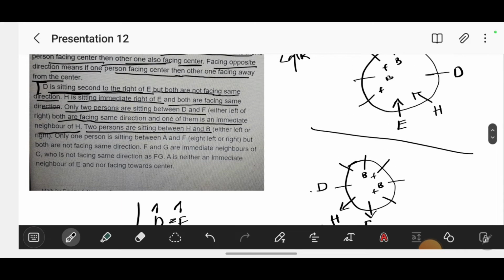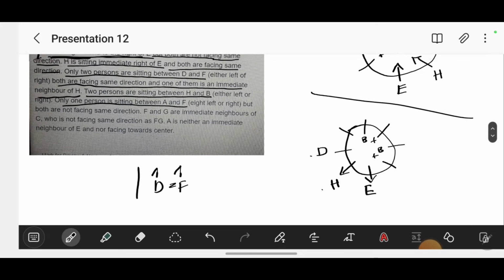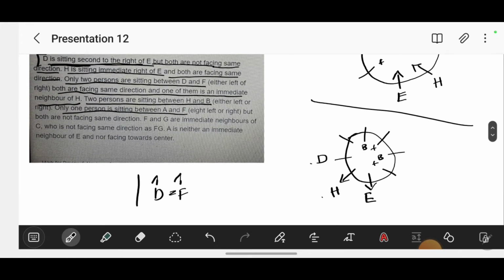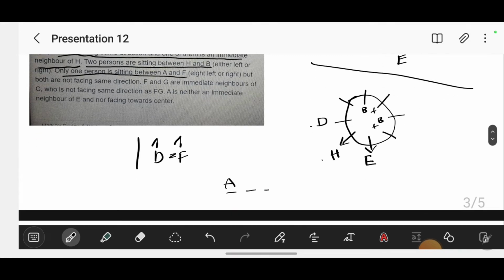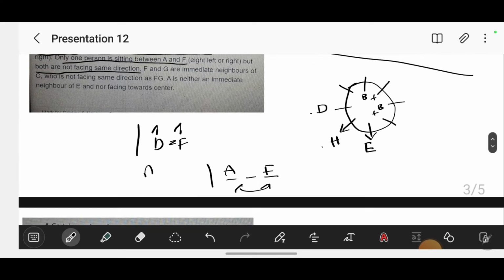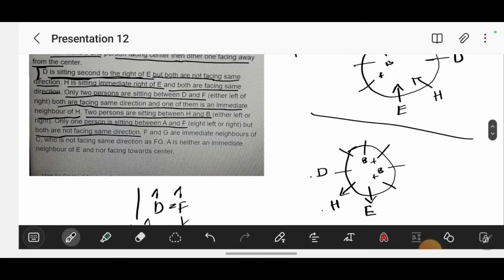Next, only one person is sitting between A and F. He is saying that between A and F there is only one person, but both are not facing the same direction. That means A and F are not facing in the same direction.